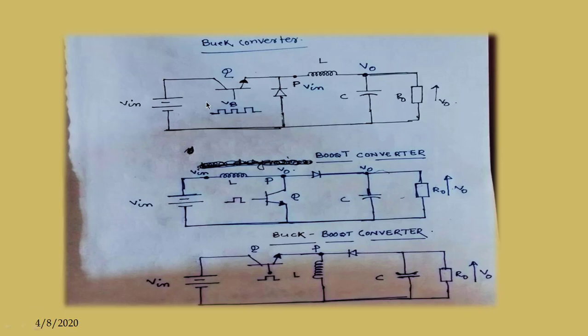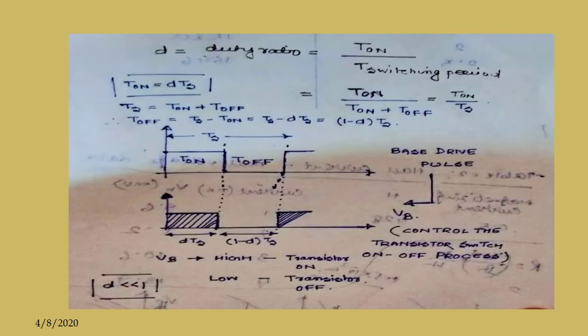So these are the circuit diagrams. Here that pole and single pole double throw switches are replaced by BJT and diode in all the three configurations. Now in today's class we will discuss the basic input output relationship of these converters using the voltage second method. Okay, so before that we will discuss what is duty cycle.